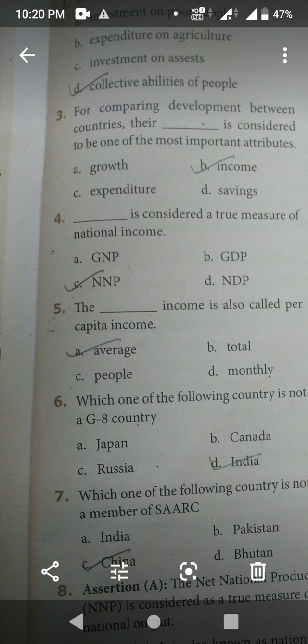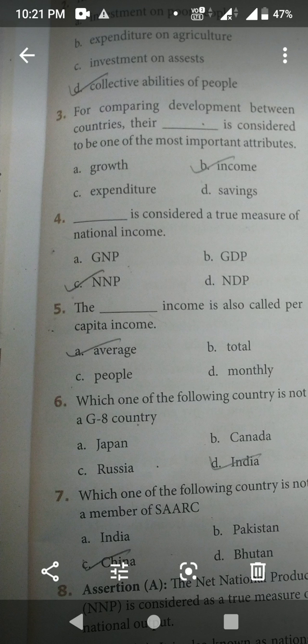Next, sixth question. Which one of the following country is not a G8 country? That is option D, India. Which one of the following country is not a G8 country? That is India.